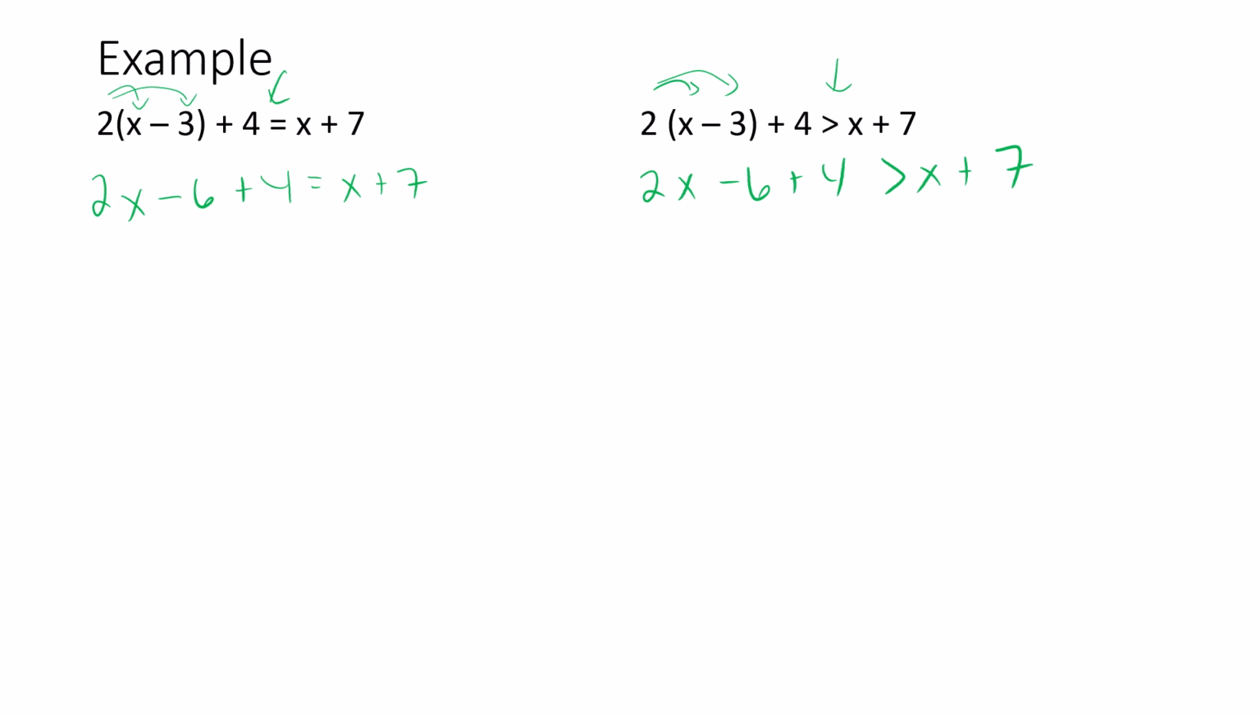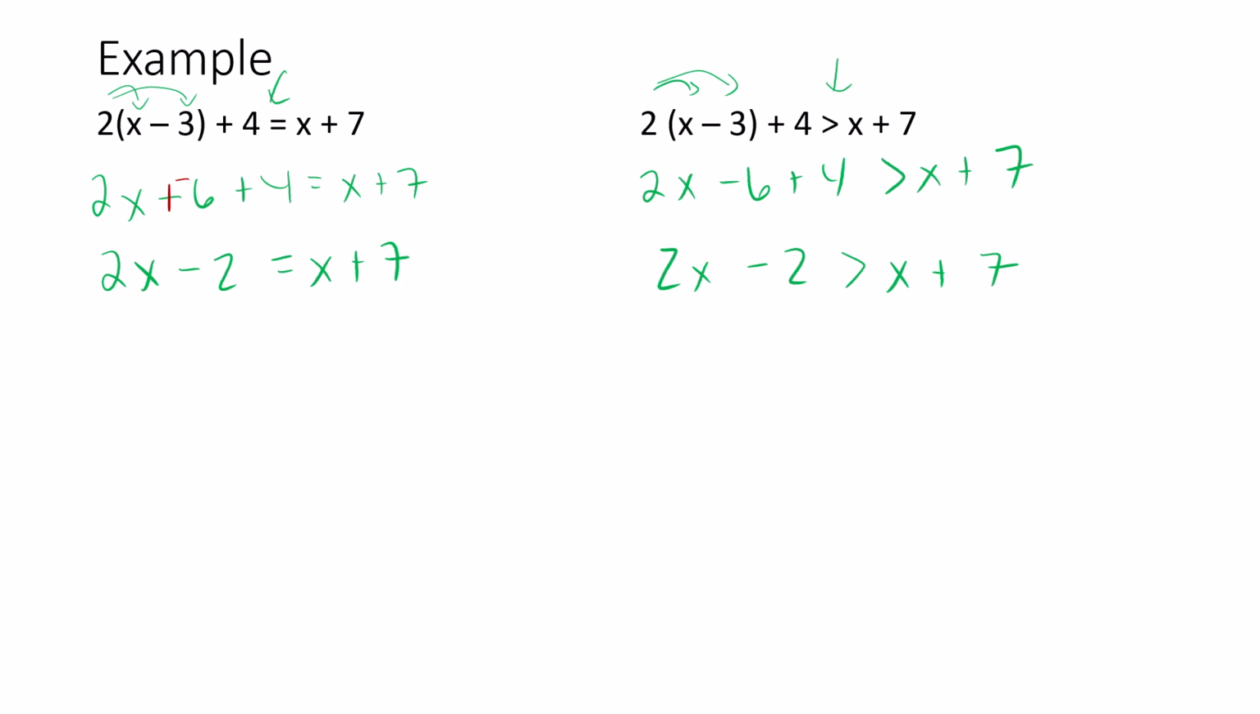Remember that -6 plus 4, that's the same as plus -6 plus 4, which would give us a -2. So we'll combine those. You could do plus -2 or -2, either one. And the same thing would happen over here. That's the inequality. Okay, and we can also add or subtract like the variables, so that consolidating of the variables.